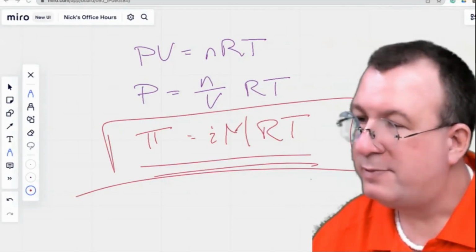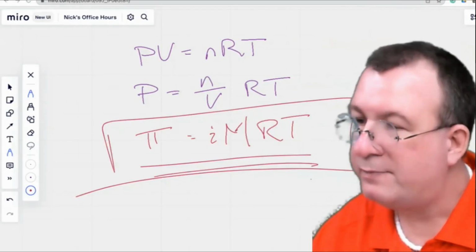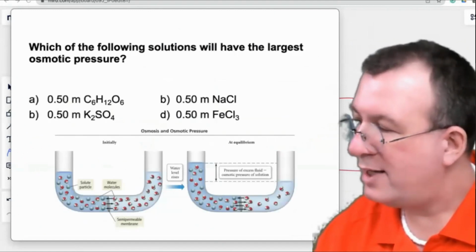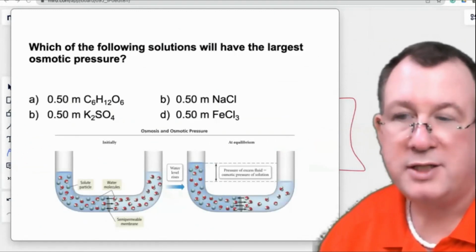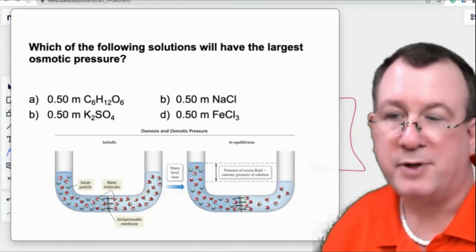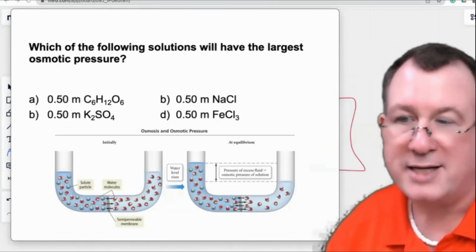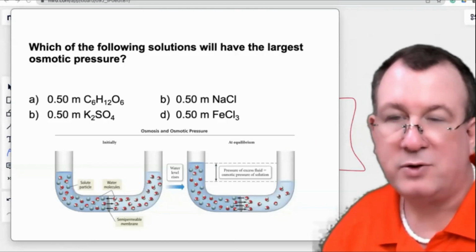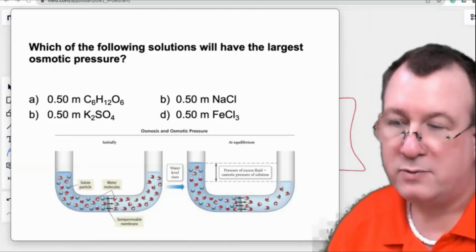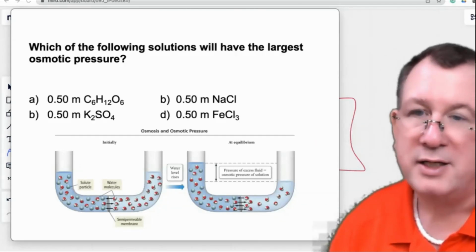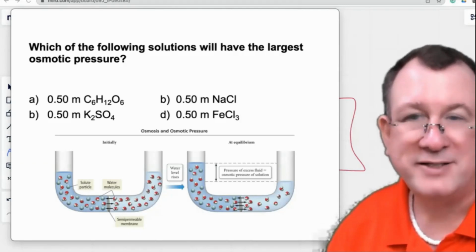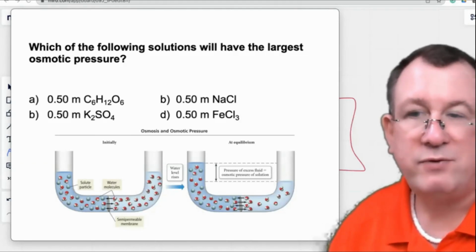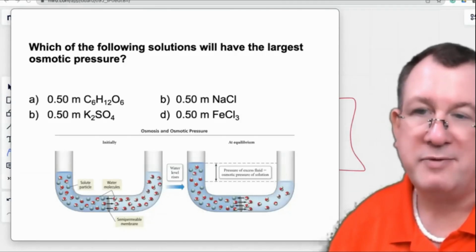Here's an example for you. If I have each of these solutions, which one do you think is going to have the greatest osmotic pressure? Which one's going to hold the highest stack of liquid? The sugar, the potassium sulfate, the sodium chloride, or the ferric chloride? I'll give you a hint. It's all about the I factor, the Van't Hoff factor. Which one of these has the biggest Van't Hoff factor and therefore the most particles per kilogram of solution?